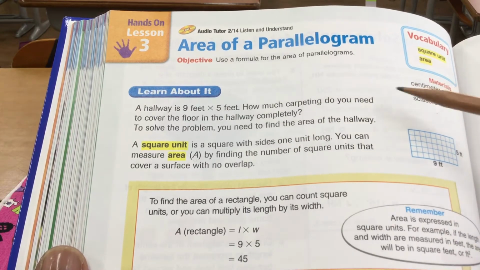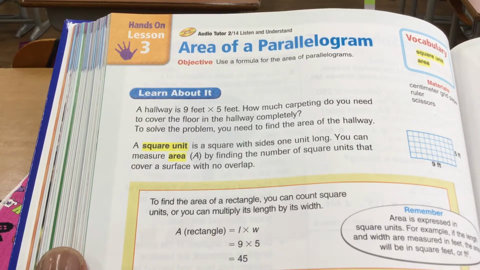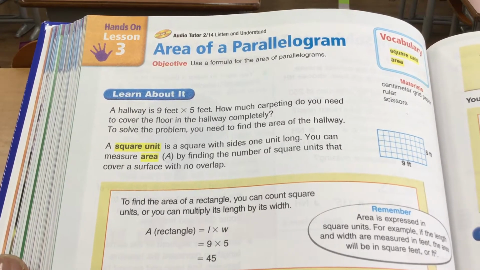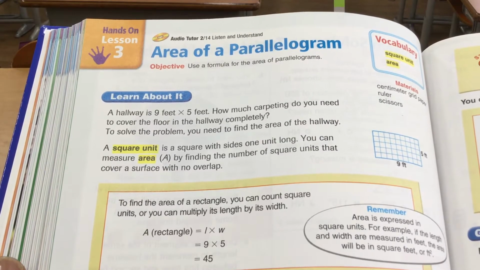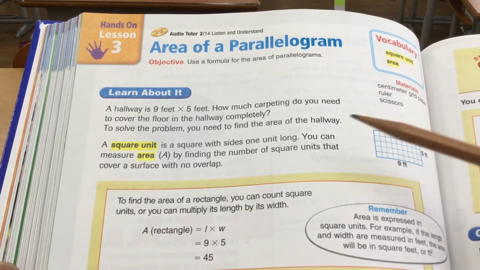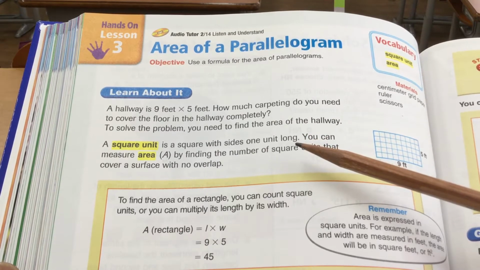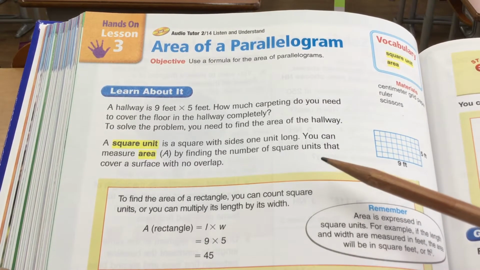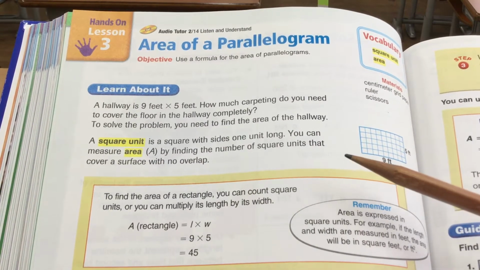Learn about it. A hallway is 9 feet by 5 feet. How much carpeting do you need to cover the floor in the hallway completely? To solve the problem, you need to find the area of the hallway. A square unit is a square with sides 1 unit long. You can measure area by finding the number of square units that cover a surface with no overlap.